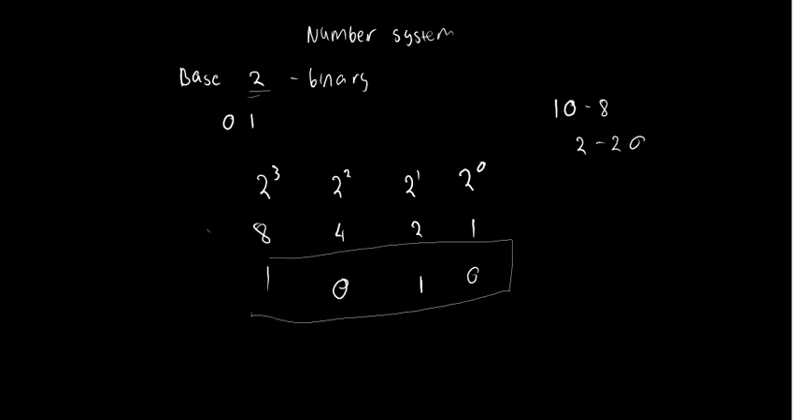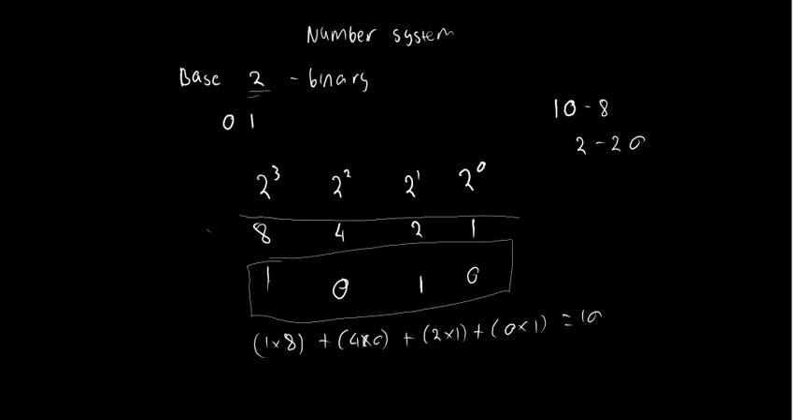Then to convert back, all you have to do is get 1 by 8, plus 0 by 4, plus 1 by 2, plus 0 by 1, which if we add together gives us back our 10 there. So this is one way of conversion using these place values that we already have here.